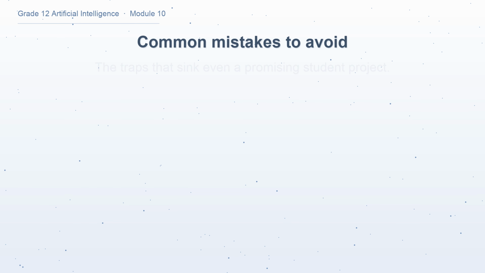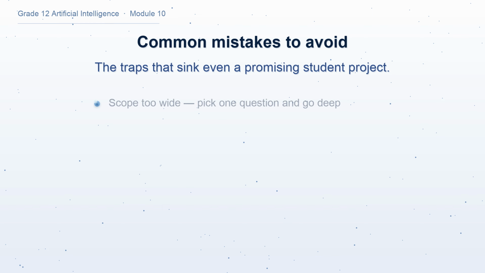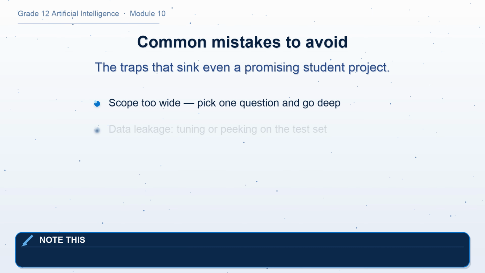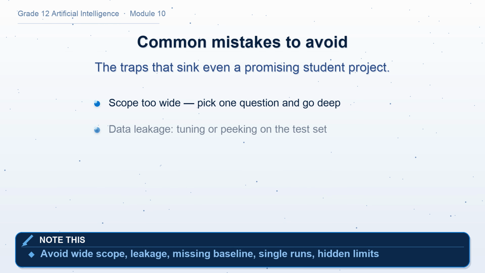First, scope set too wide. Choose one question and go deep, rather than skimming many. Second, data leakage, tuning on or peeking at the test set, which secretly inflates your score. Third, reporting a big number with no baseline. Without a reference, the number means nothing.